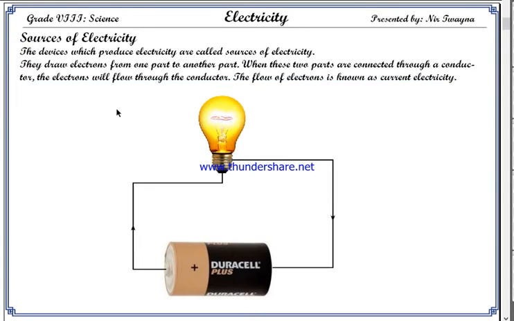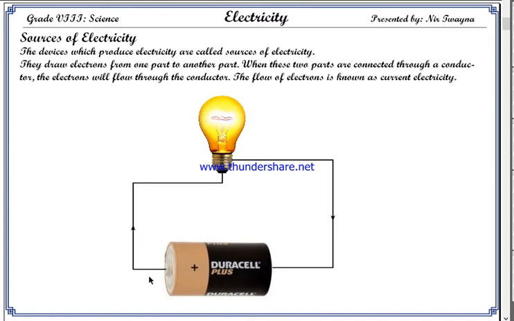However, no devices can produce electrical energy without converting from another form of energy, isn't it? Just take an example. This battery, as shown here, contains chemical energy. It contains chemical substances, and because of that chemical reaction, it produces electrical energy. So basically, a battery converts chemical energy into electrical energy.